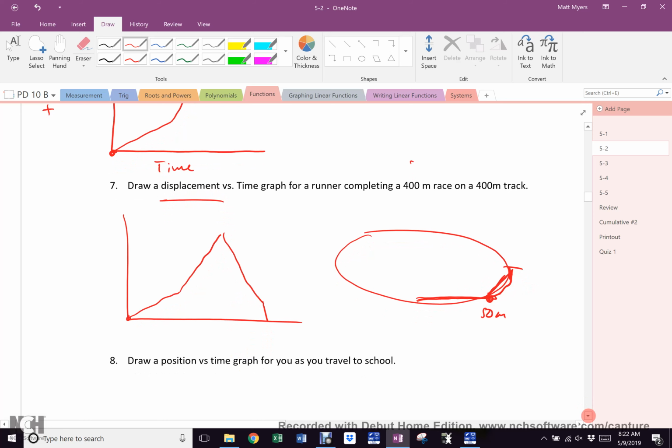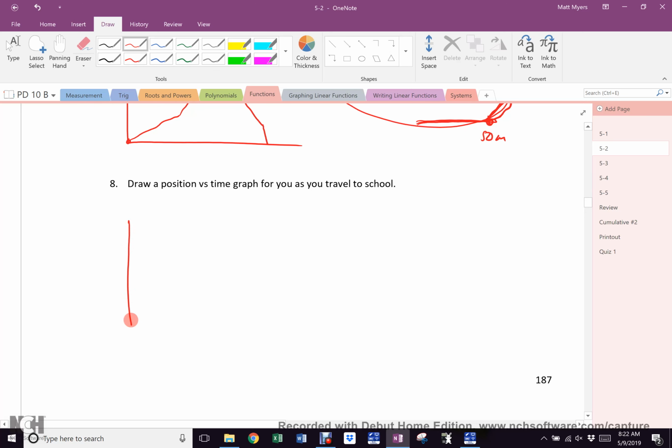And lastly, what's weird about the way I worded 8? Position time graph. As you travel to school. Should it ever go back down? Never? None of you have ever left your house, forgotten something, and gone home for it? You guys are the honors kids. You don't forget stuff at home. I know you do. Everybody does.